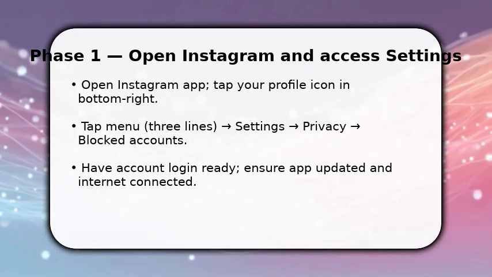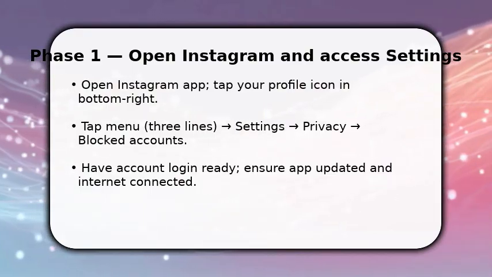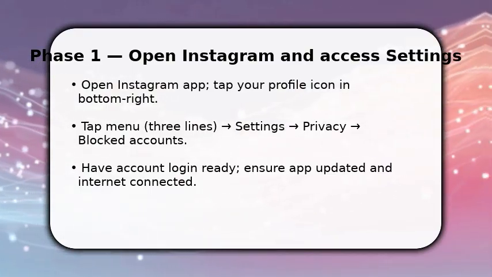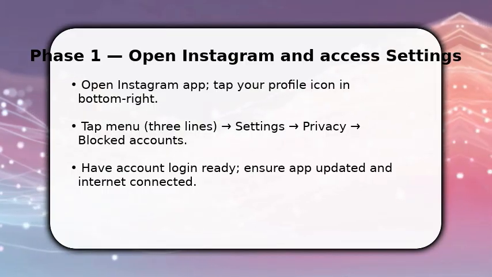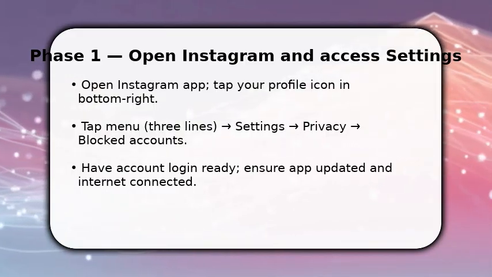You start by opening Instagram and going straight to your profile. Tap the three-line menu and choose Settings. Once in Settings, select Privacy and then Blocked Account so you see the list immediately.